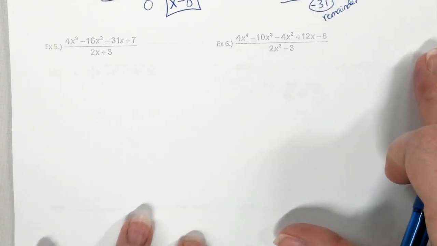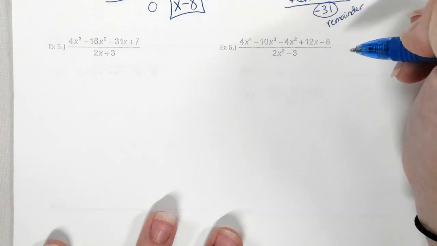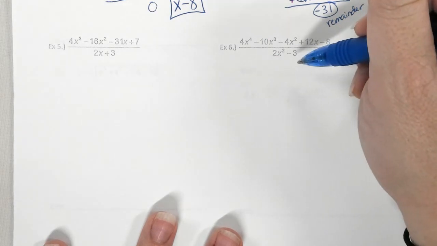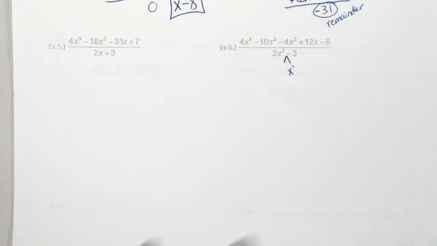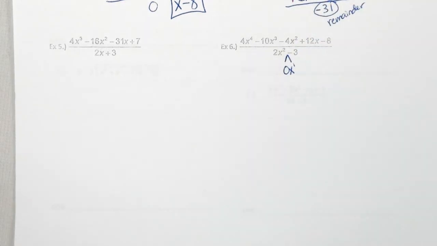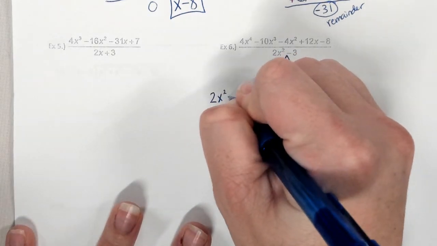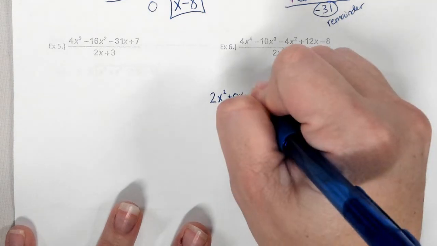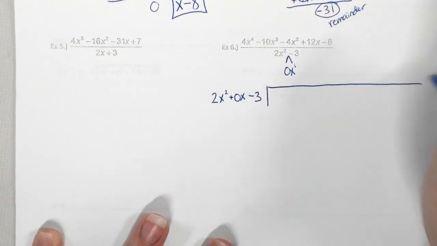If you look at number 6, we have to check the top. It has a degree of 4, degree of 3, degree of 2, degree of 1, degree of 0, so it was not missing anything. However, we already talked about how the bottom was missing a degree of 1. So when I plug in there, I need an x to the first power. What number can I put in front of that that doesn't change anything? Not 1, because if I add 1, that changes something. 0. So I'm going to write this as 2x squared plus 0x minus 3. It's just a placeholder, and you'll see why we have to do that in just a second.